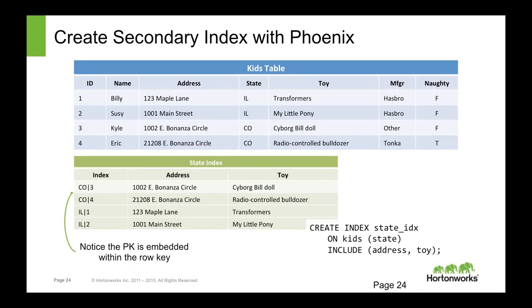Now, actually not when we store it, but Phoenix also allows the concept of a secondary index. Again, anybody familiar with relational systems should know this. And what they can do is you can create a covering index. So you can create an index here called state IDX on the kids table, and use state, and you can include the address and the toy in that index, and that will help speed up queries.